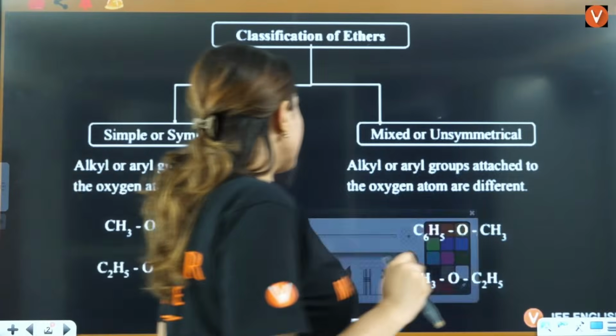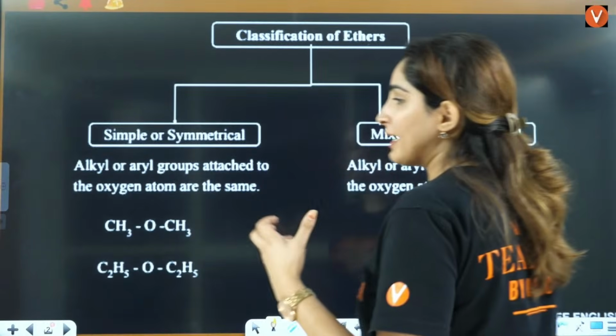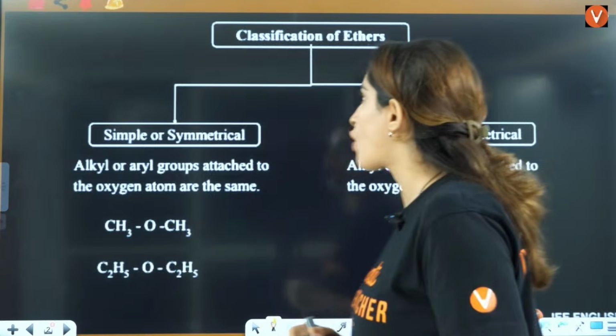Now let us start with the remaining part of alcohol, phenol and ether, that is ether. So let's talk about that.